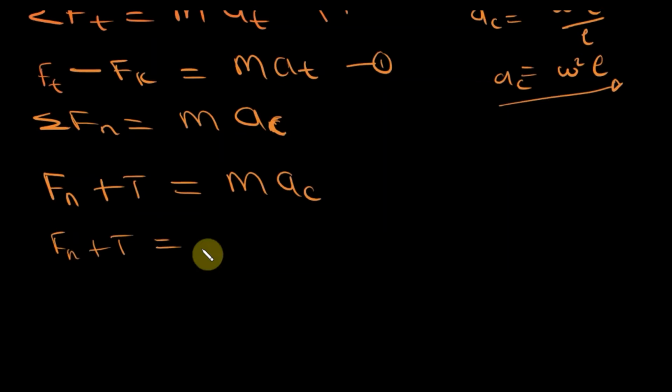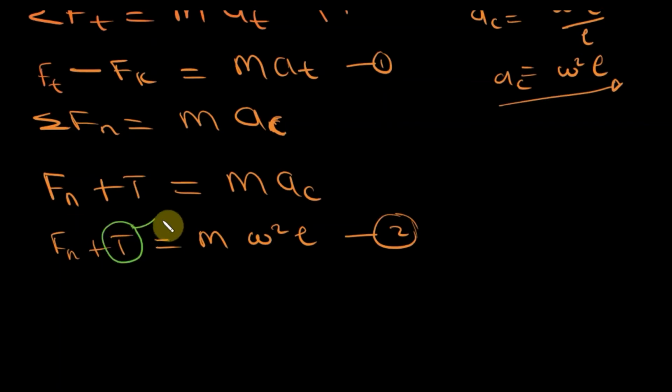Fn plus T is equal to m omega squared L. Call this my equation 2. From here, you know that's part B of our question, which requests us to find the tension force. From here we can make T the subject of the formula.